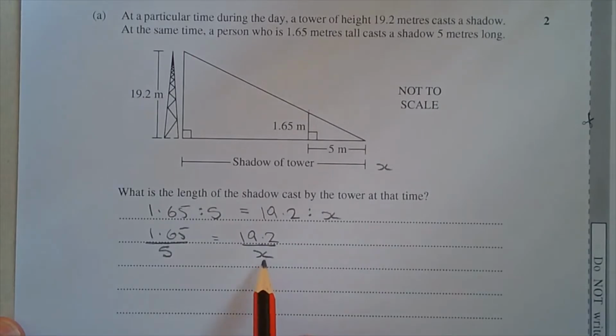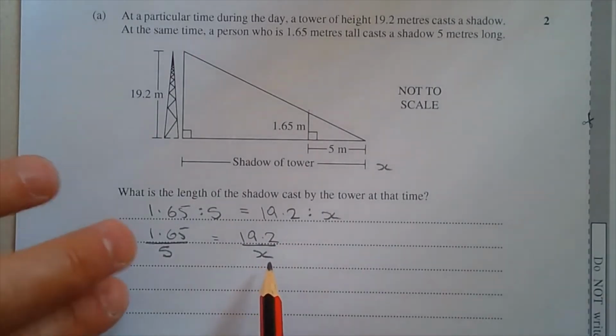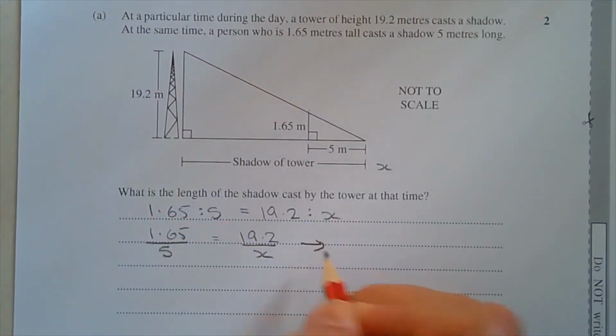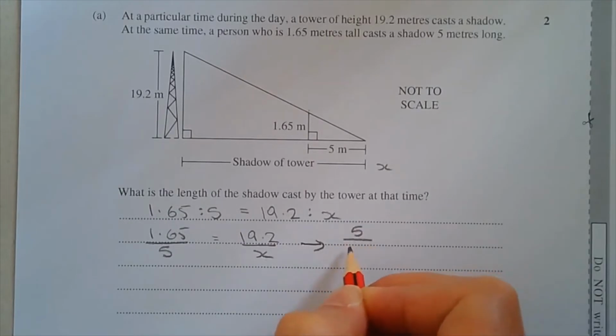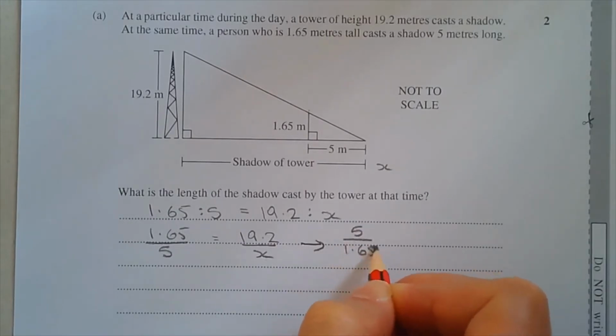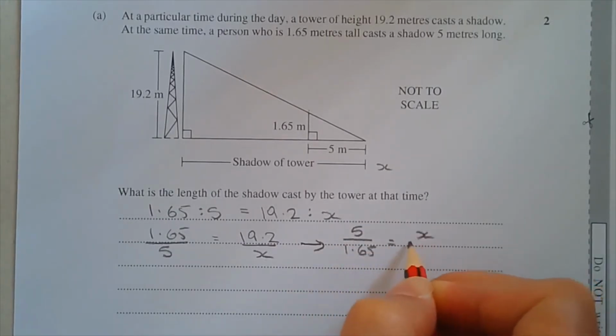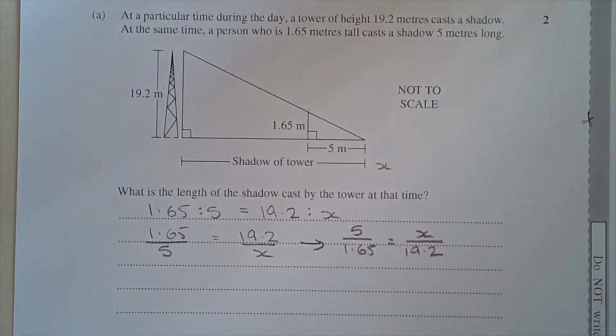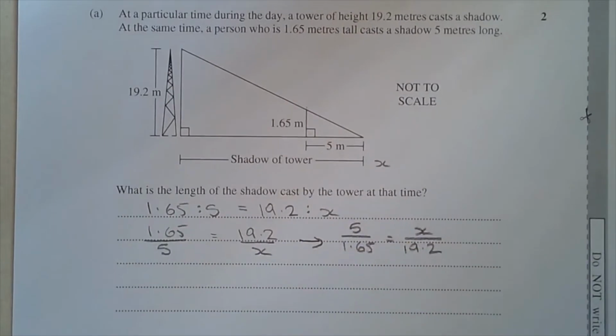Now, the x is in the denominator. When you're trying to solve for a pronumeral, it's nice to have that in the numerator. So we could flip both these fractions. In other words, 5 over 1.65 is equal to x over 19.2. What you do to one side, you do to the other. If you invert both fractions, you haven't changed the integrity of the equation. The left-hand side still equals the right-hand side.